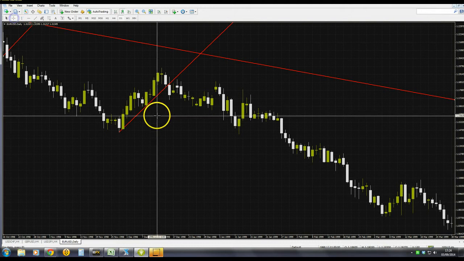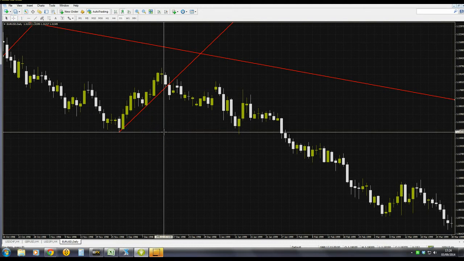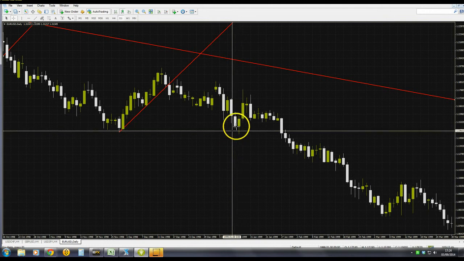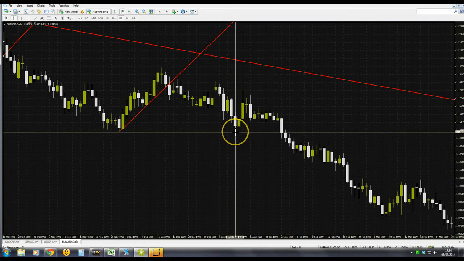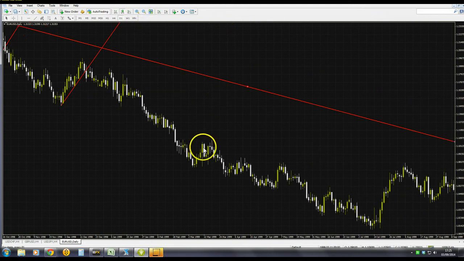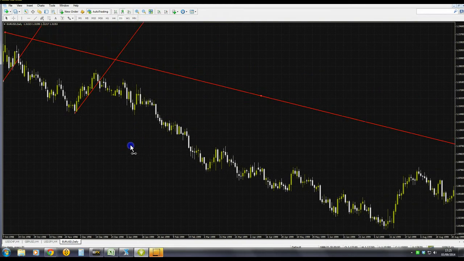That one would have looked great because it bounced off support here. It gave a nice piercing pattern candle formation. So that would have hooked a lot of people in, but let me tell you, it's a short-term trend down, so always stick with the trend. You'll hear people saying trend is your friend until the end. They're not lying, stick to it.